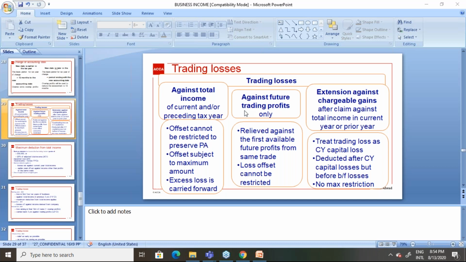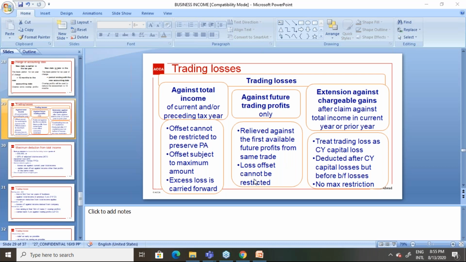Now, here you are running an unincorporated business, probably as a sole trader. In that case, what are the loss reliefs available? The main relief is carry forward loss relief. How does it work? Unlike in a company, carry forward relief works for an unincorporated business in a different way. That is, you can carry forward the trading loss and set off against the first available future trading profits from the same trade.